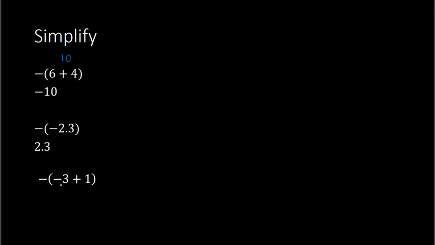Next we have this expression. So once again, follow order of operations. So we do the parentheses first. So we do negative 3 plus 1, and that would give me negative 2. So we have the opposite of negative 2, which would be positive 2. So the two negatives are making it into a positive number.